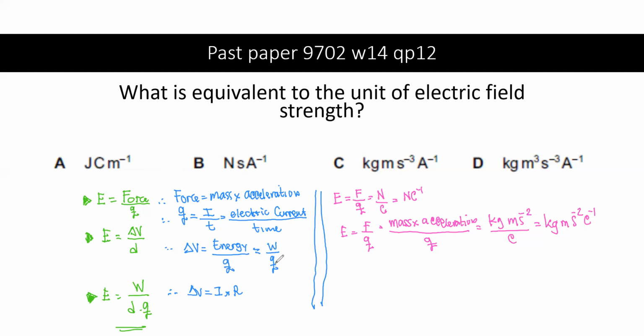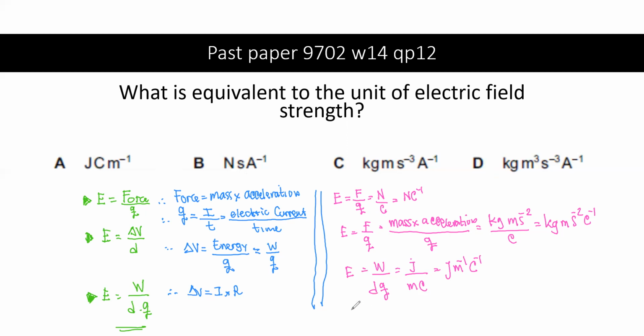We can use this formula again. So then E equals W over dq. What is the unit for W, or work done? It is joule, and then this is over meter C, so joule meter minus 1 C minus 1. This is the equivalent unit for the electric field strength, but there is no answer in the options.